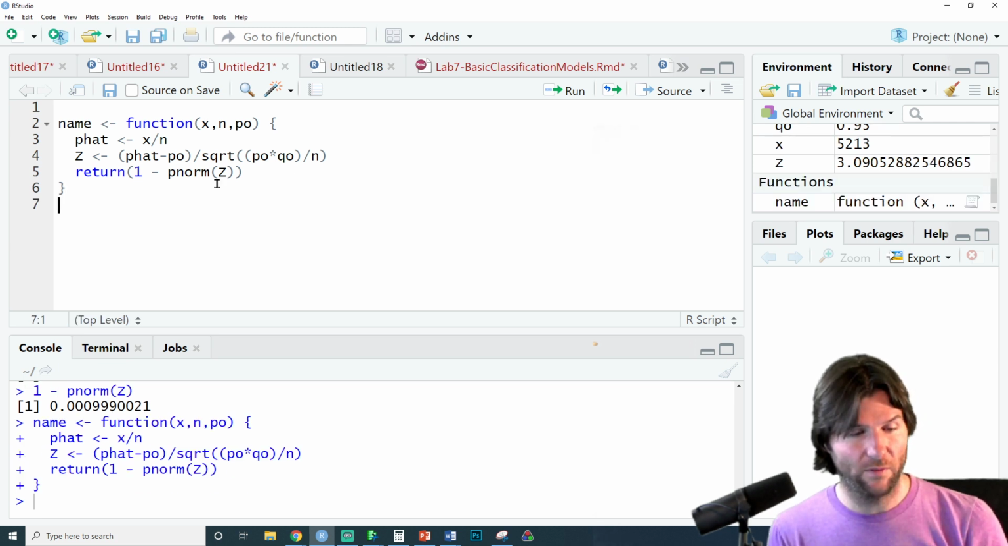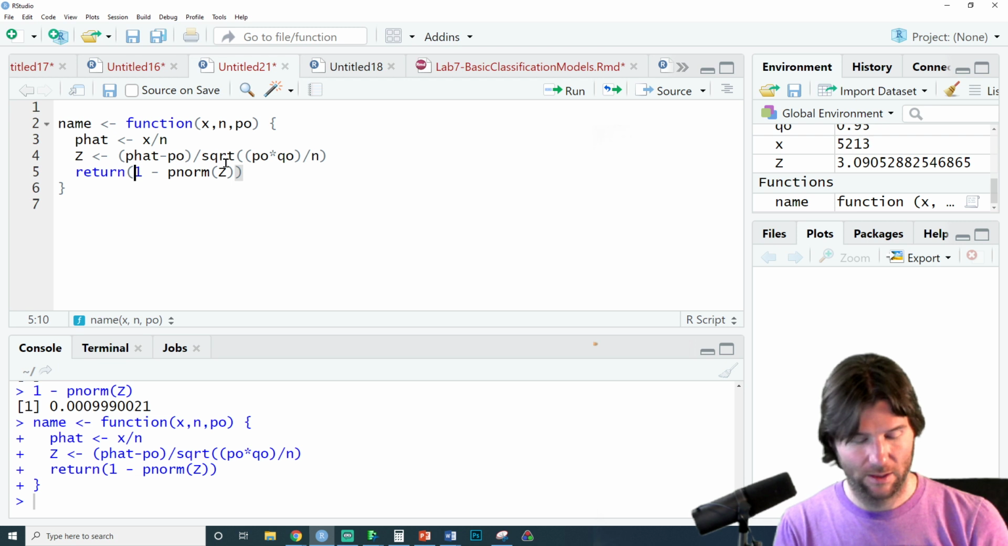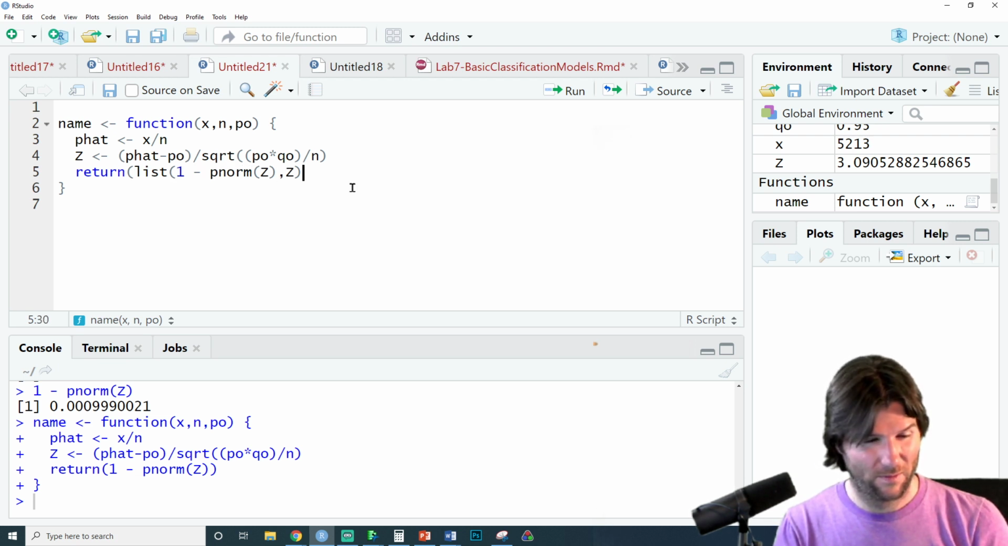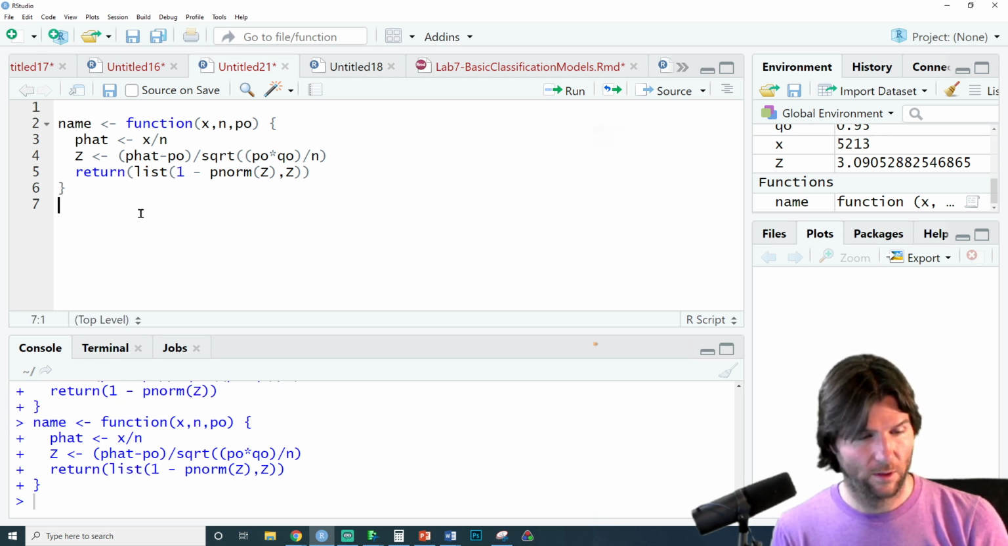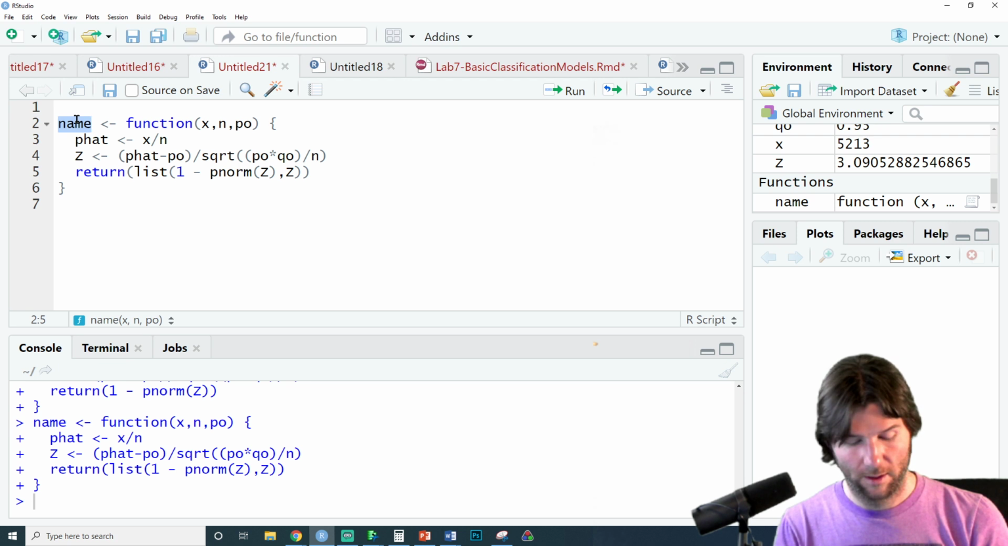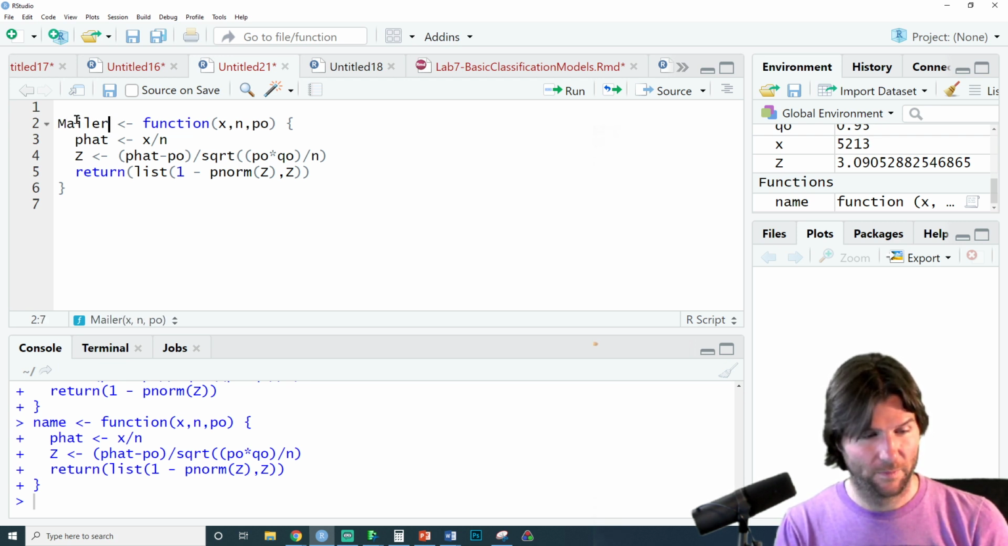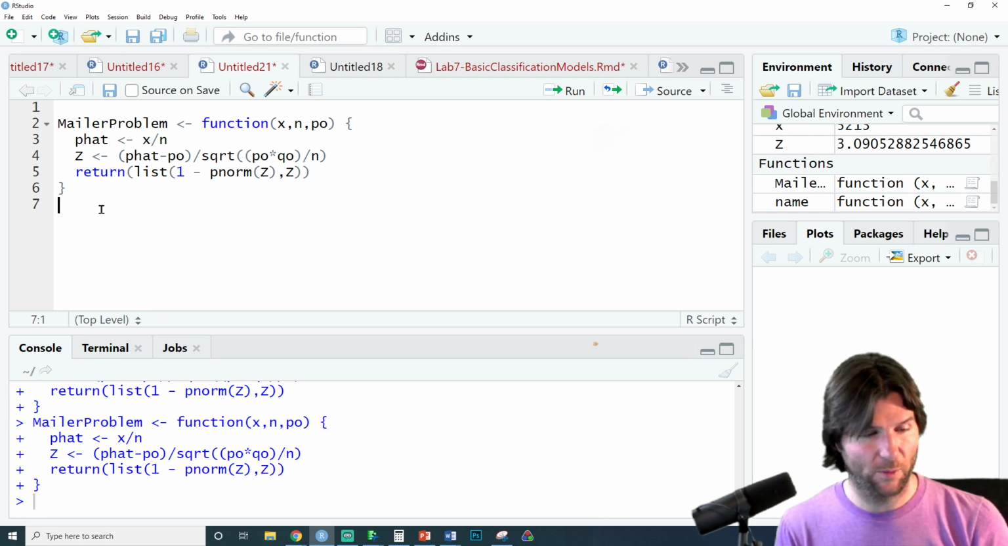So this will return the p-value, and I guess we could have it return the z also. So we could do a list. I think we can do this right here. List, let's try that. Okay, cool. Let me try, let's call this, what is this problem called again? Mailer problem. So it's the mailer problem, and let's try it out right here.